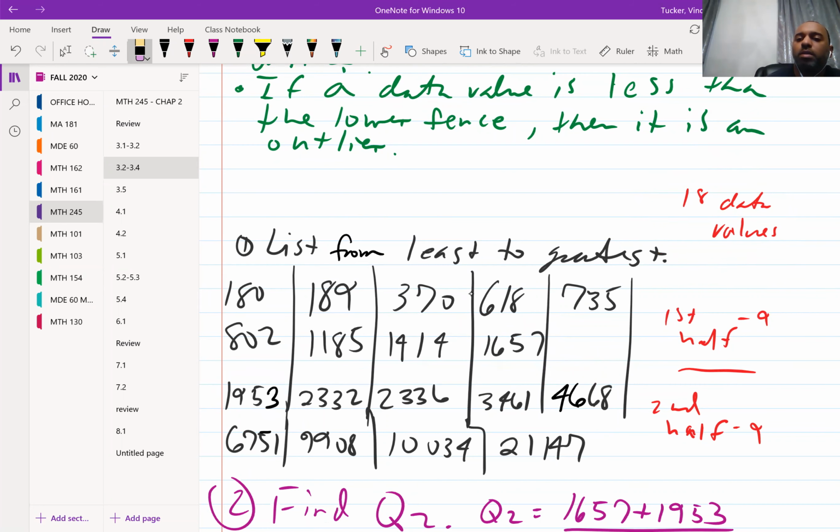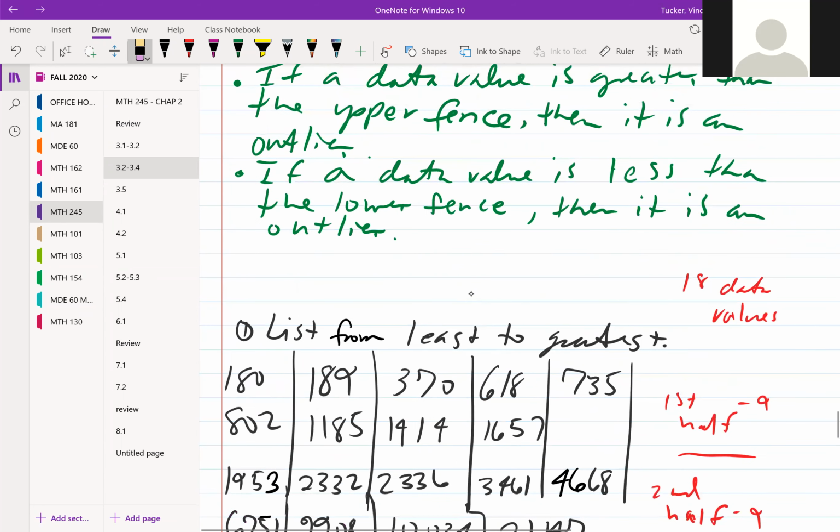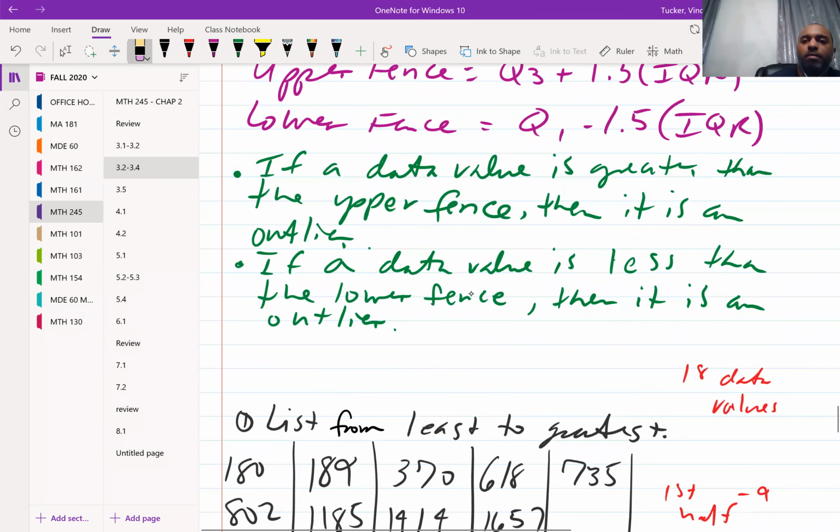Could you show the lower fence thing one more time? Talking about that part? Yeah.